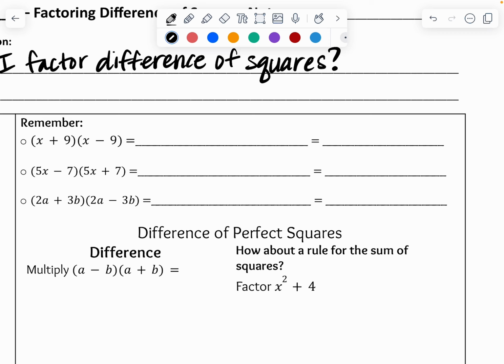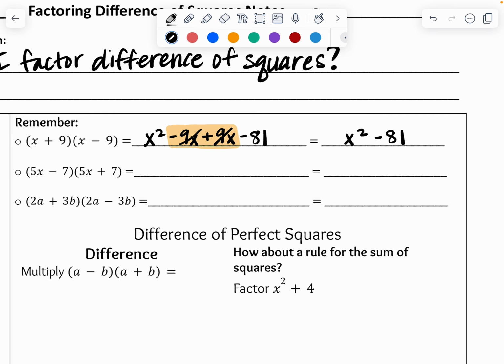So if we FOIL this, x times x is x squared, x times -9 is -9x, 9 times x is positive 9x, and then 9 times -9 is -81. Then we have these middle terms that are like terms, and we should combine them. And when we do that, they cancel out. So we end up with x squared minus 81. So what we have here is a difference of squares because x squared is a perfect square and 81 is a perfect square, and they are being subtracted.